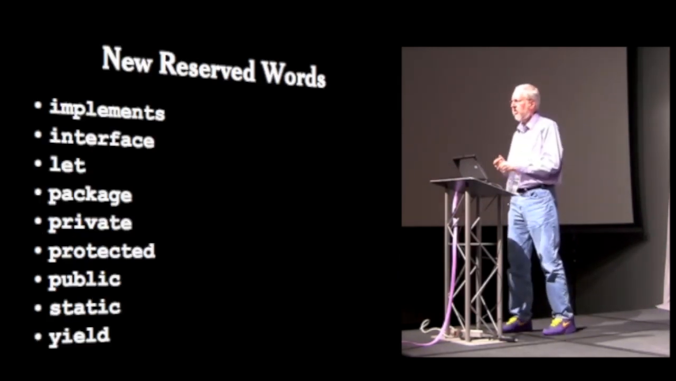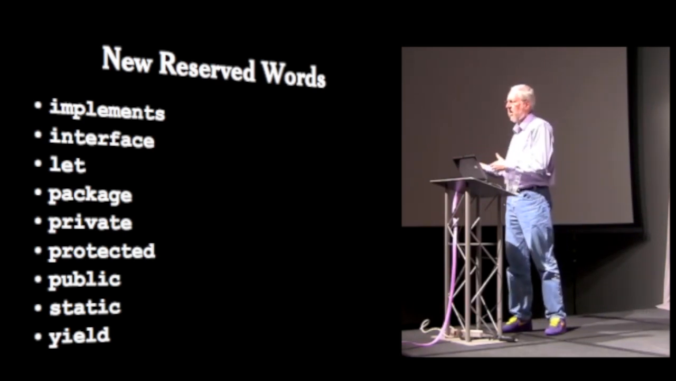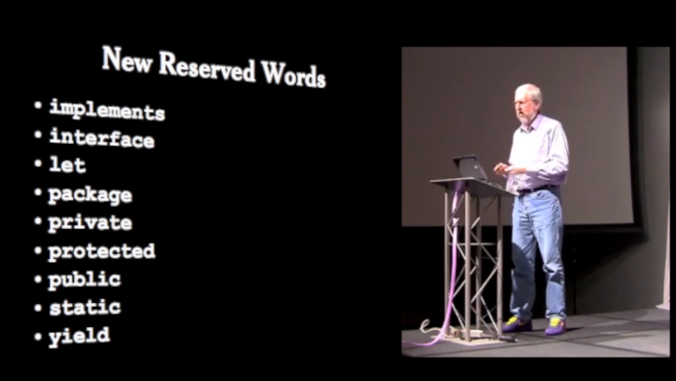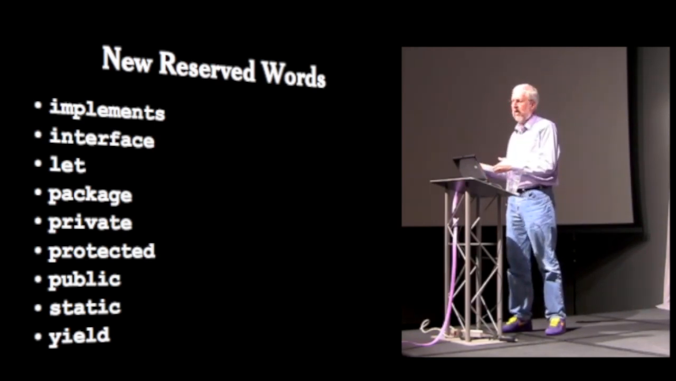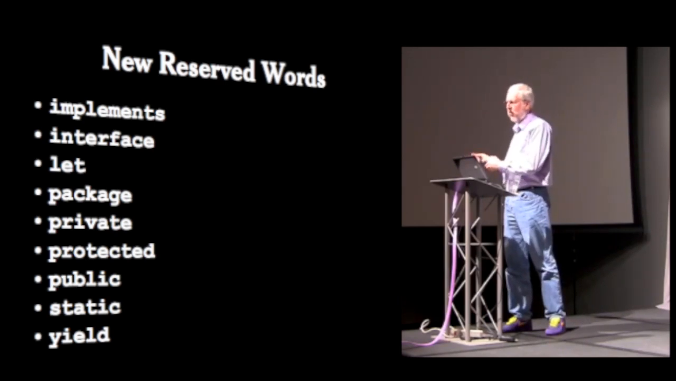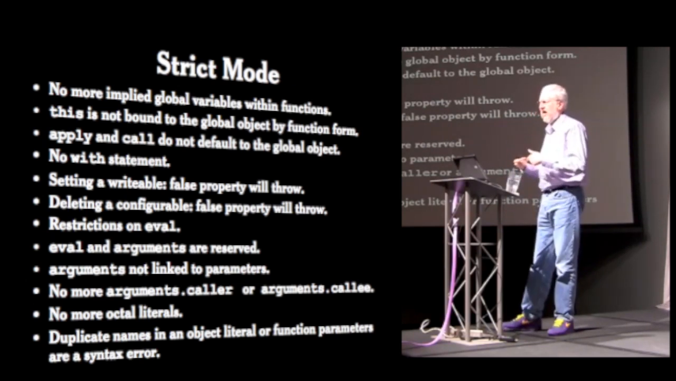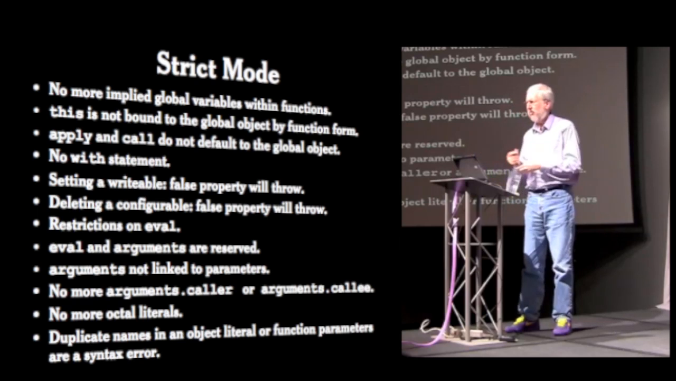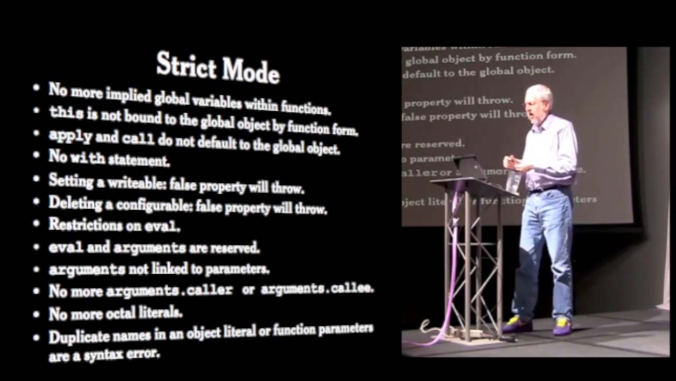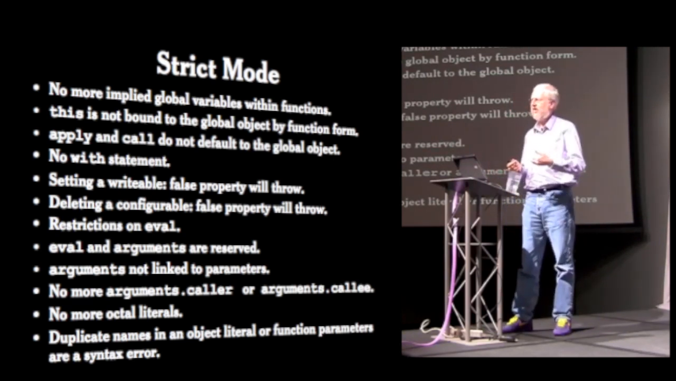One of the things that happens with strict mode is that there are new reserved words. So you cannot name variables with these words. And that's because future editions may require these words. Not guaranteed that they will, but they might. Strict mode has a lot more rules and restrictions on the way it executes code. And these are important, so I'm afraid I have to read through this list. There are going to be no more implied global variables within functions. You'll get errors on those now. Yeah, you don't have to save your applause to the end.